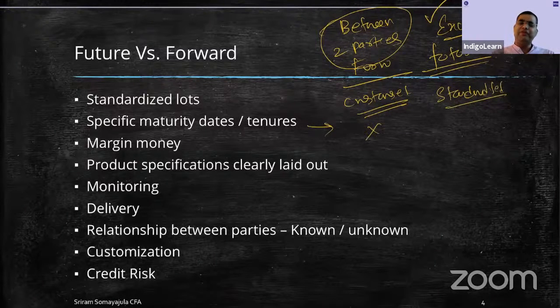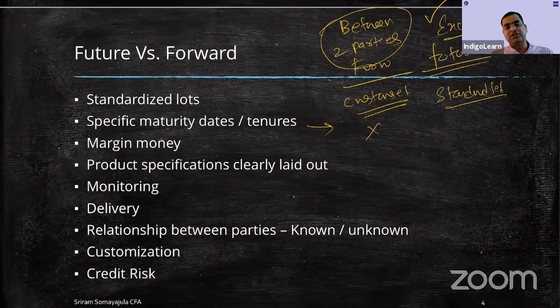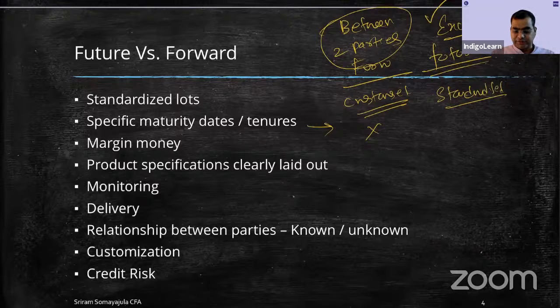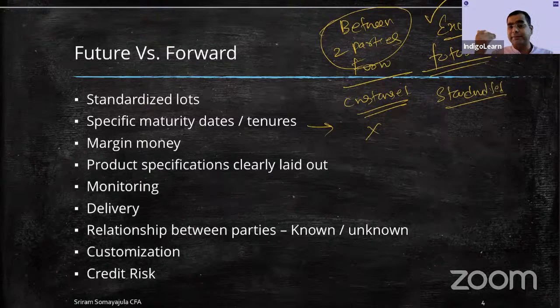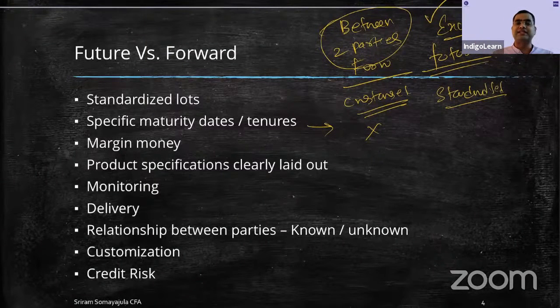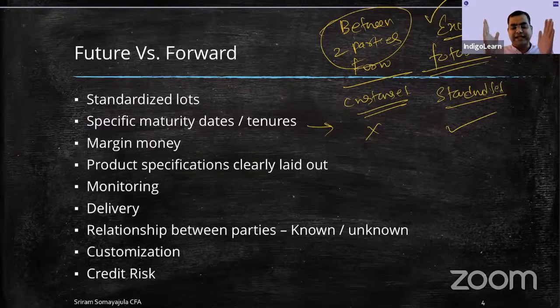That is, they can be for anything. You can customize it for 11th of January, 12th of February, 14th of March, anything. Whereas your future contracts have to be definitely for a specific period that is determined by the exchange. They can be 1 month, 2 month, 3 month, 4 month, but they are typically at the month end. If you look at India's equity futures, they are settled on the last Thursday of the month.